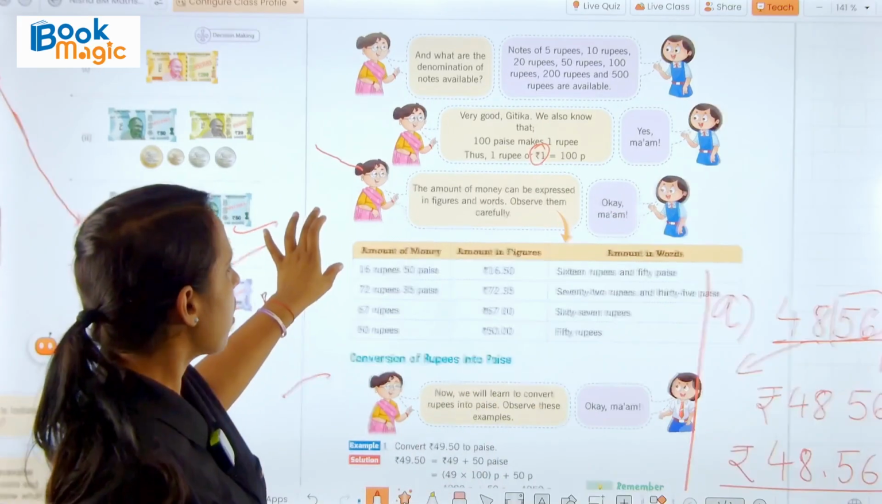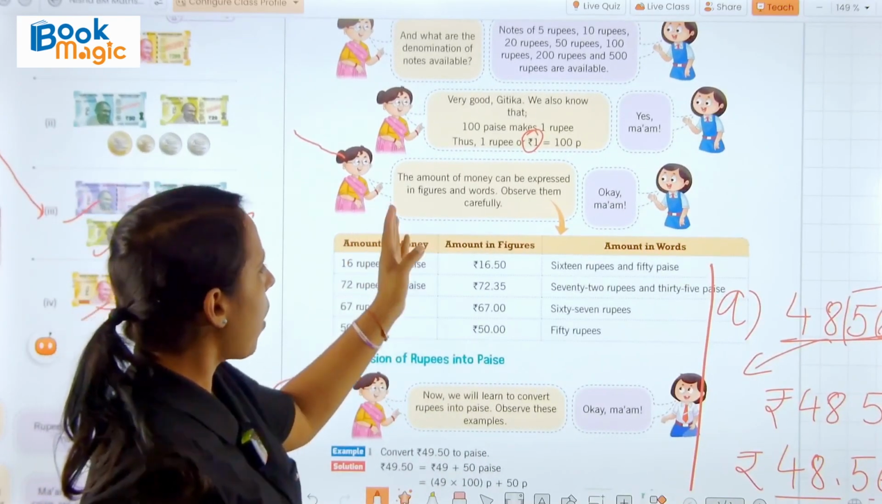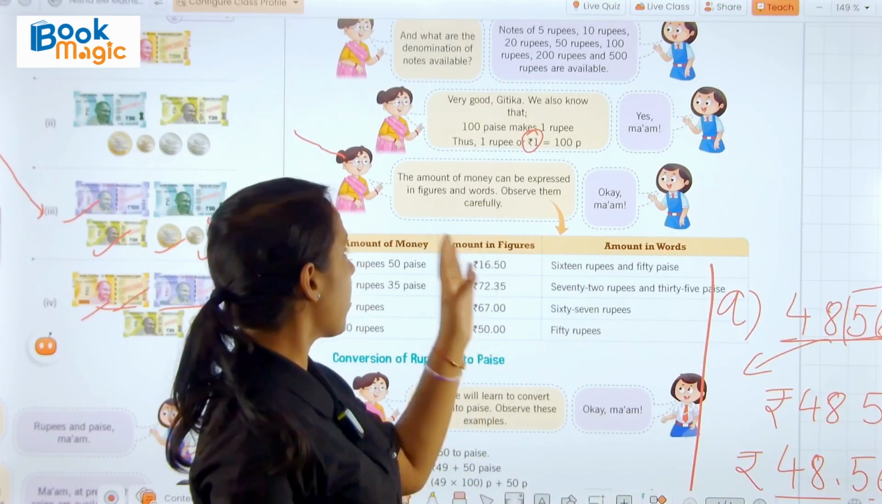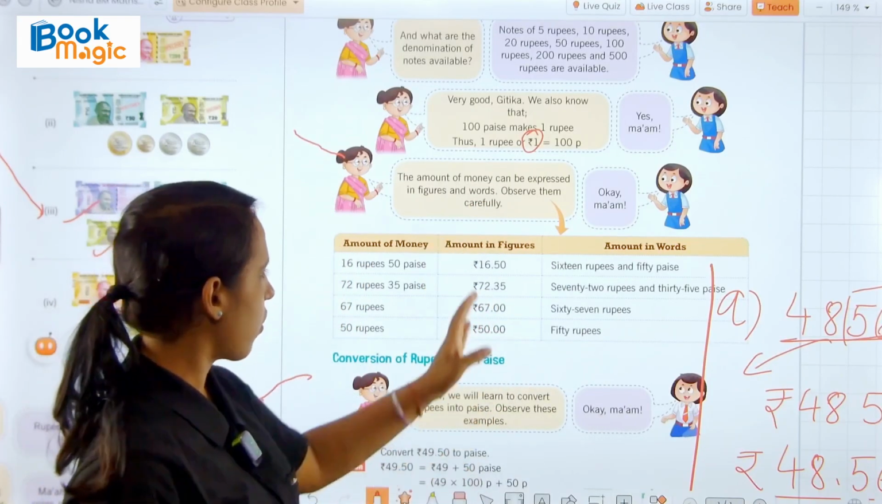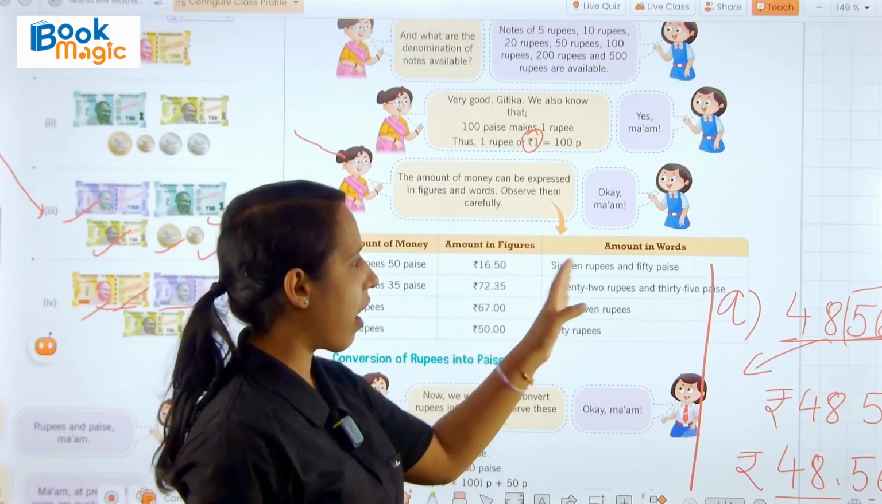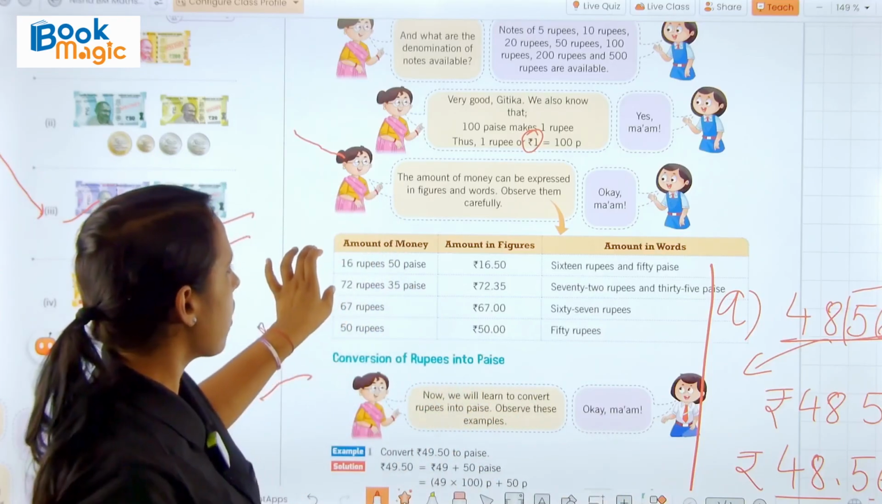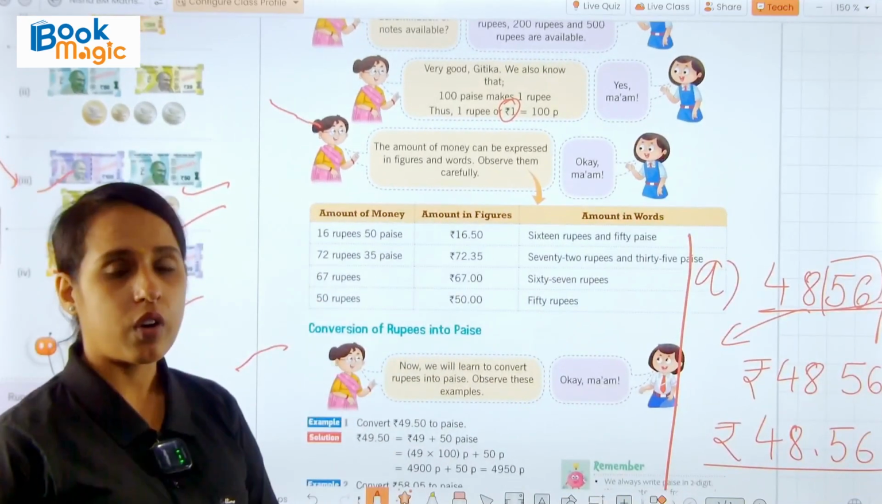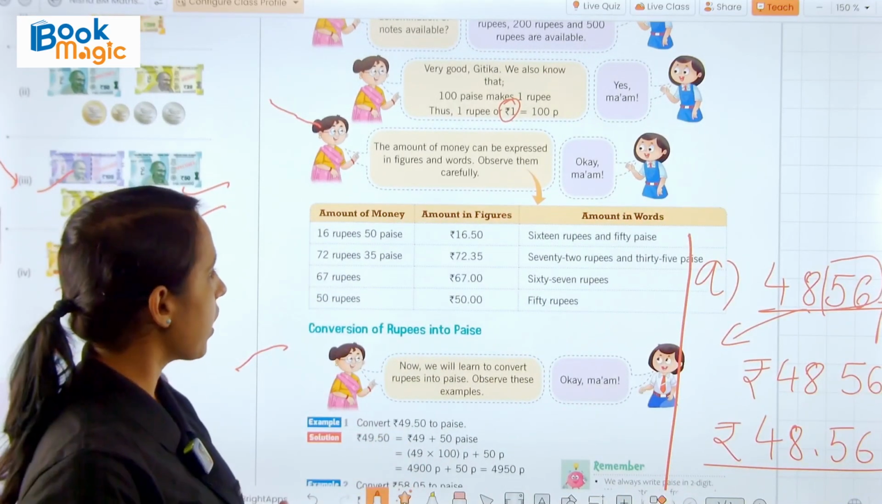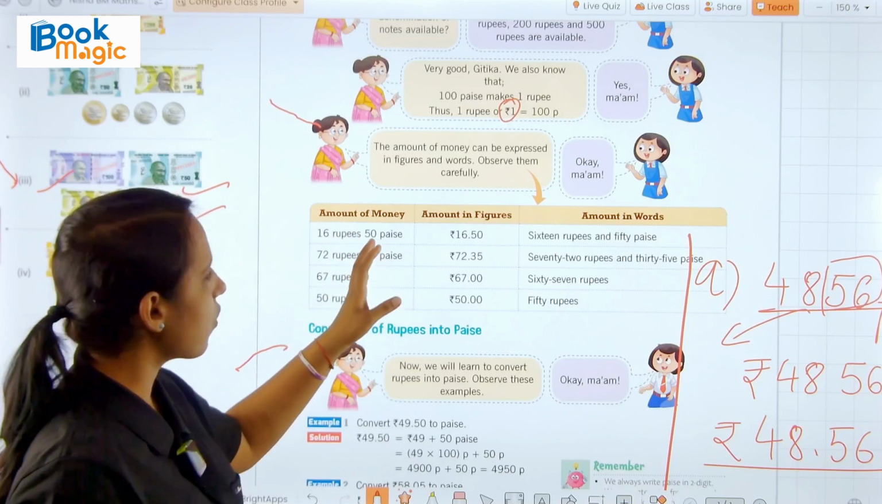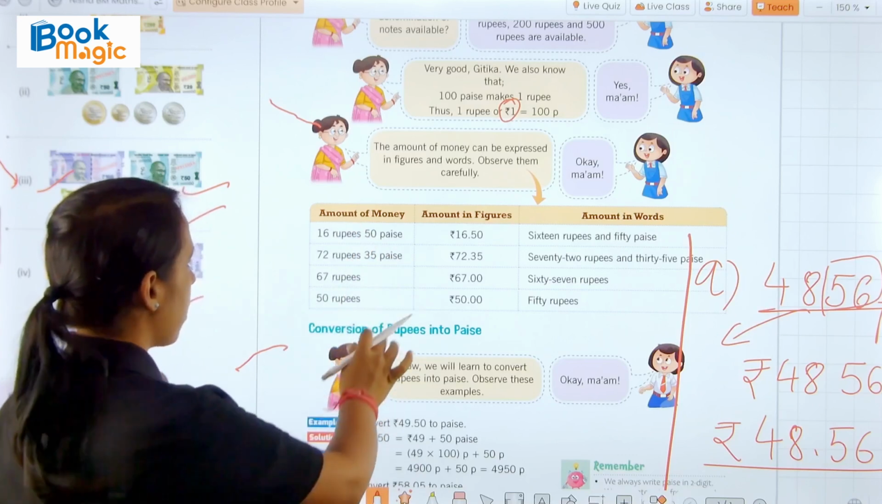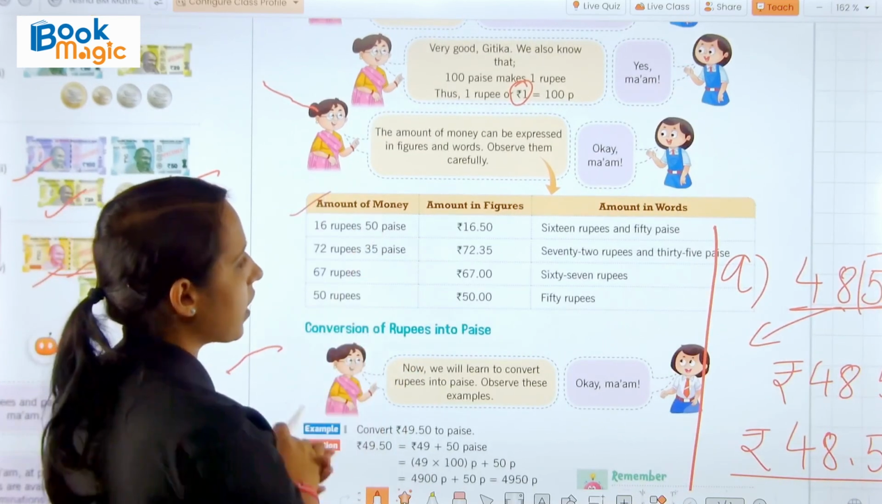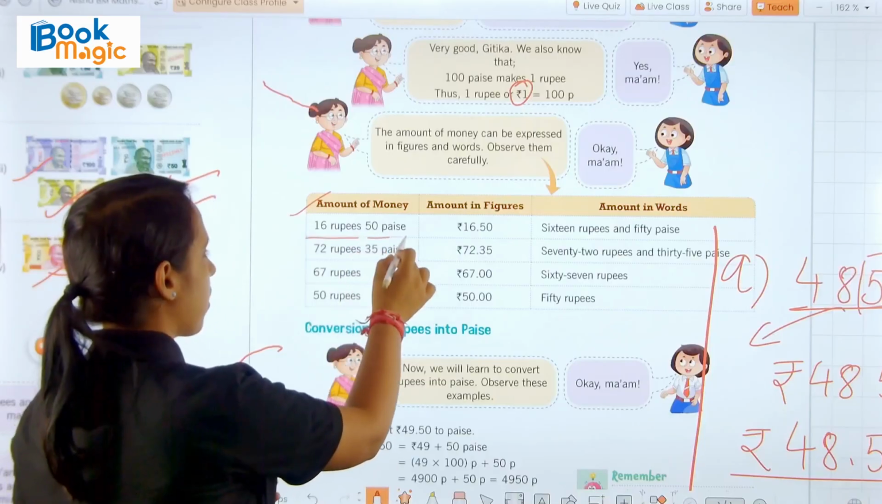Okay. So here the teacher said, the amount of money can be expressed in figures and words. Observe them carefully. Here we have a table, and in this we can write or read an amount of money in figures or words also. Okay. So here the amount of money is 16 rupees 50 paise.